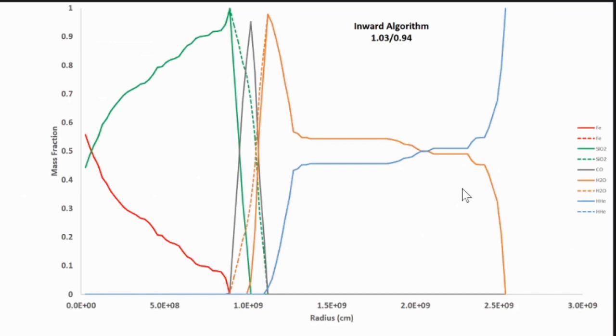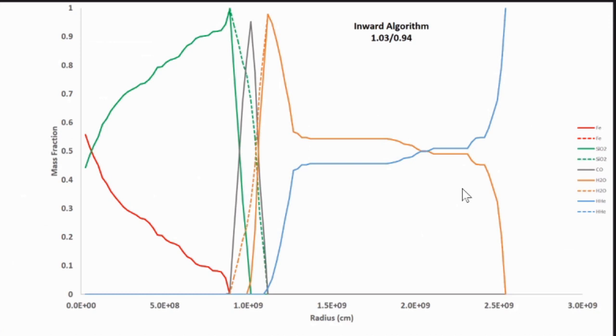Okay, let me explain this. Look at the dashed curves. These dashed curves, in particular, the water and the silicon dioxide, the green and the orange. Silicon dioxide, you can see the dashed curve goes up to nearly 1 and then overlaps with the solid curve. Things don't change in there. And then the water curve is the dashed orange curve that goes up and then goes out to the envelope, the outer part of the planet, and it overlaps. You can't see it because it's just covered by the solid curve.